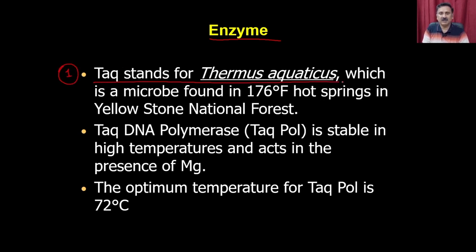Taq DNA polymerase is from a microbe which is found at 170 degrees Fahrenheit in Yellowstone National Park. Taq DNA polymerase is stable at high temperature and acts in the presence of magnesium. The optimal temperature for Taq DNA polymerase is 72 degrees Celsius. So Taq DNA polymerase is one of the standard enzymes people use, but it comes with the following disadvantages.